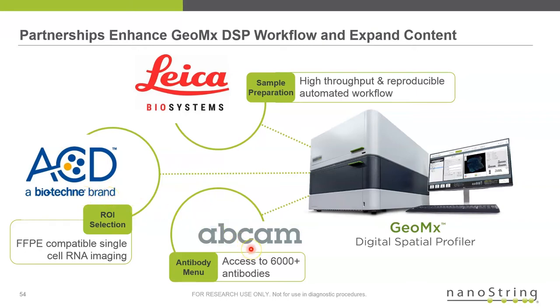And then Abcam, which has over 6,000 IHC validated antibodies, and that allows you easier, faster access to customize your panels as you see fit. The Abcam antibodies are a great source, but again, if you have another antibody that's not from Abcam, that's fine. We would just put a custom barcode on that, and then you can spike that into the panel to expand it.